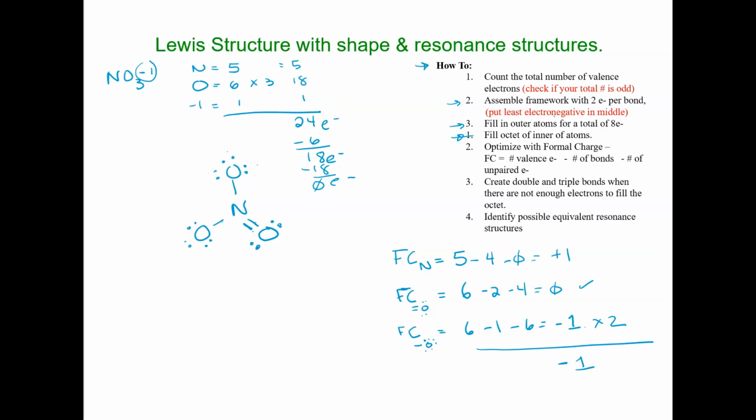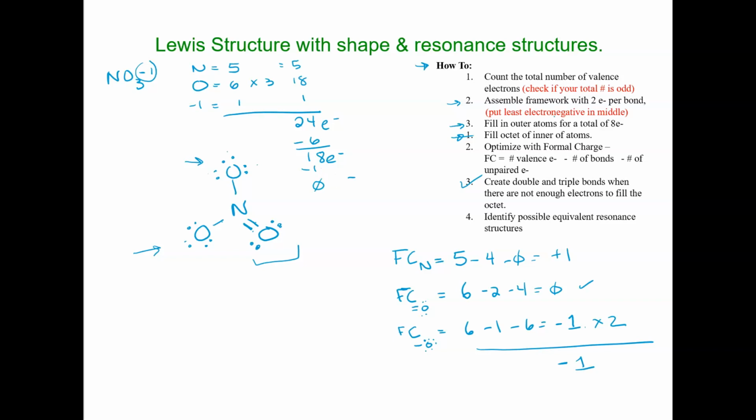If we were going to try to optimize formal charges more here, we might try to make more double bonds to oxygen, but nitrogen being in the second row cannot accommodate more than 4 bonds. However, we still need to identify if there are possible resonance structures. When I chose this oxygen to borrow electrons and put a double bond, I could have done this one, or I could have used that oxygen. Anytime that's true, there's generally going to be resonance structures.